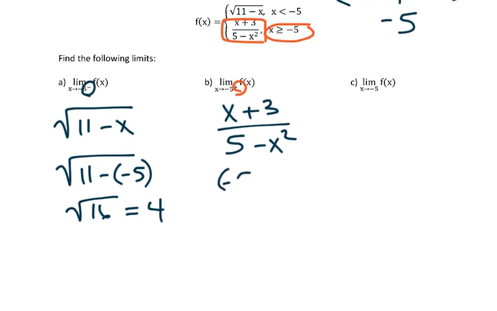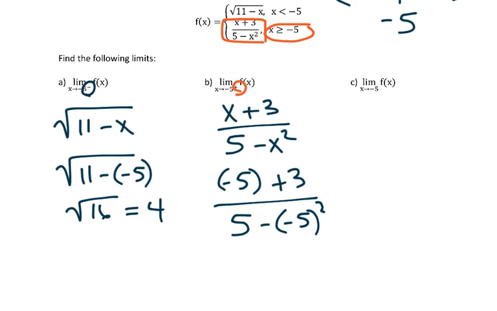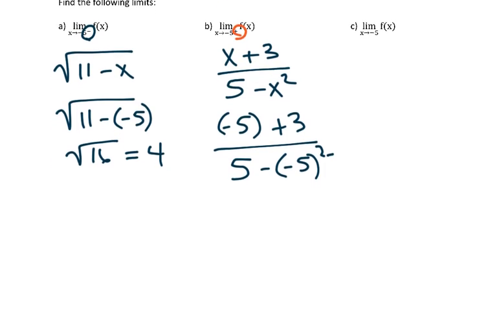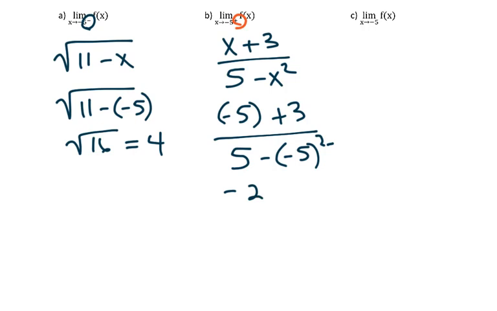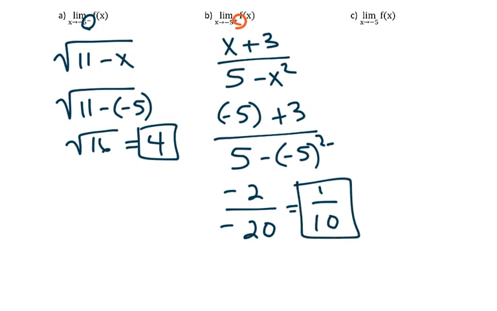So I'm going to plug -5 in for x on the top, and -5 in for x on the bottom. And it looks like I'm going to get -2 up top, and on the bottom it's 5 minus 25, so -20, which gives me +1/10. Okay, so again, what does that mean? That means that as x approaches -5 from the right side, the y values are approaching 1/10.